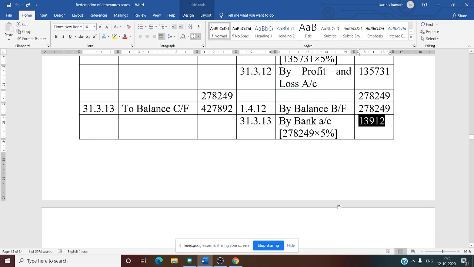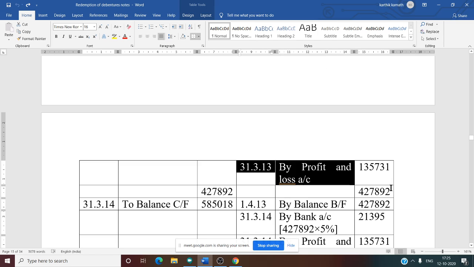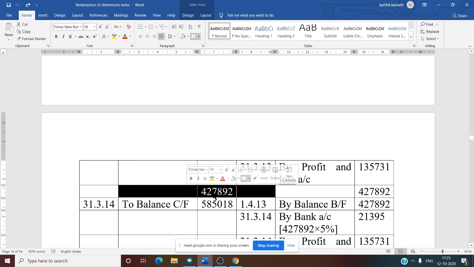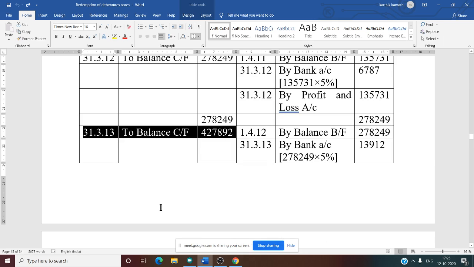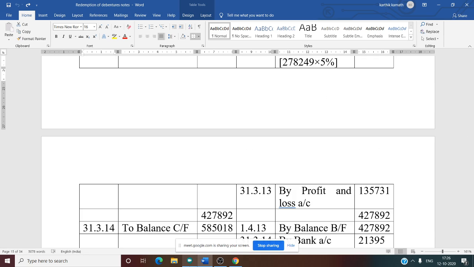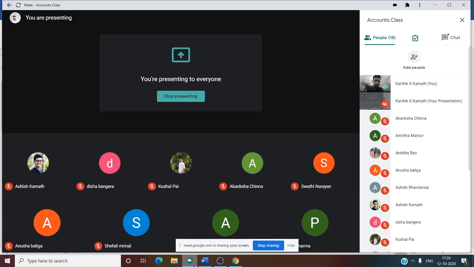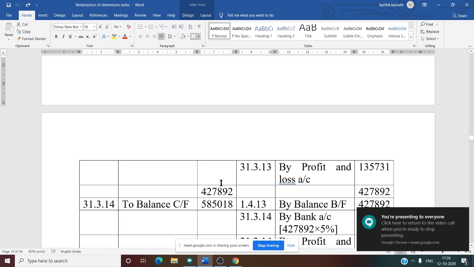Then again profit and loss account, same thing. Similarly you need to do. Then third year total we know now is 4,27,892. So close the third year. No other entries in the debit side. Close the third year. To balance carry forward 4,27,892. That is for third year. We have discussed this in the previous problems. Same thing we need to do now.